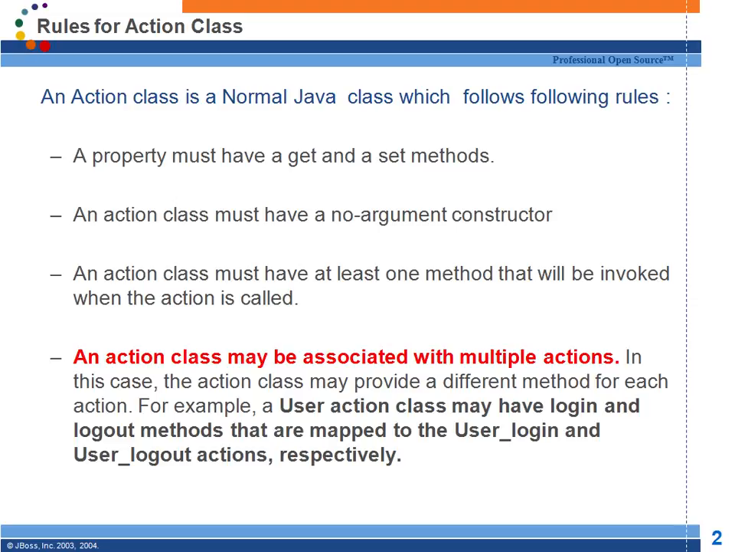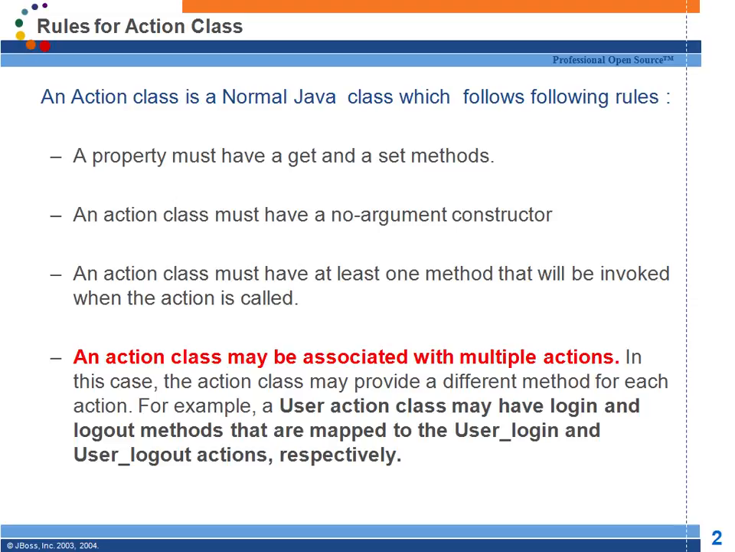Action class must have at least one method that will be invoked when the action is called. An action class may be associated with multiple actions. In our action class we have only one execute method, right? My action class can have multiple methods. Suppose I gave an assignment for adding an employee, deleting an employee, editing an employee, right? What you could do is write an action class called employee. In that you can write a method called add, which will add an employee. Delete, which will delete an employee. Edit, which will edit an employee. So one action class can have multiple methods, right?